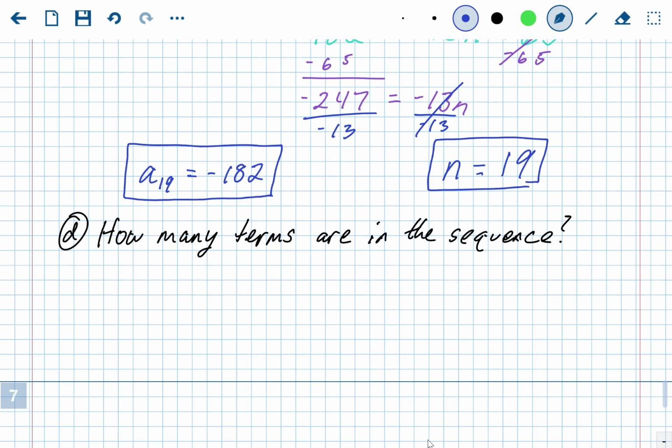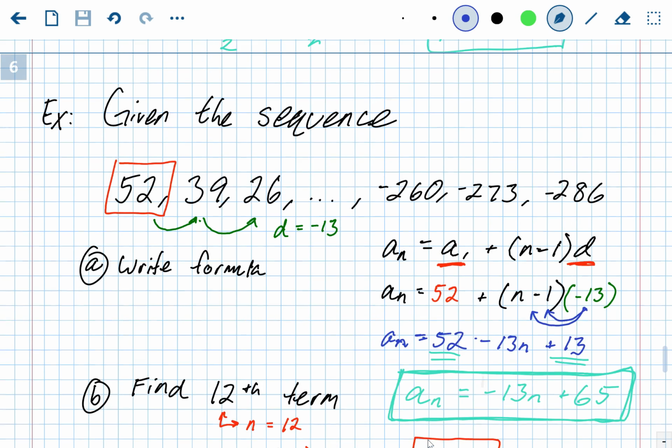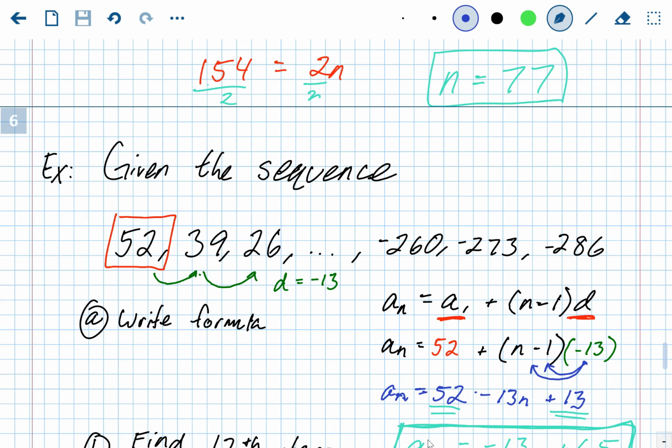All right, and the last one's a little different. How many terms are in the sequence? Before this, all of our examples were infinite sequences, so they never ended. They just kept going on forever and ever. This one does end. We want to know how many terms are in the sequence. To do that, we need to know what the last term is. The last term is negative 286. We know the value, but we don't know which number it is in the sequence.